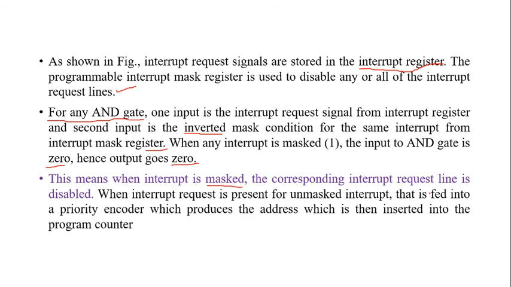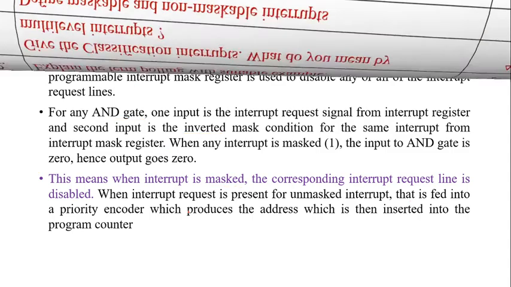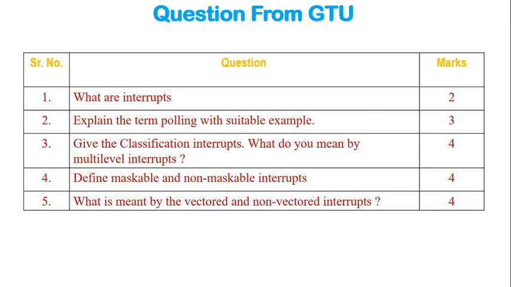The corresponding interrupt request line is disabled when an interrupt request is present for a masked interrupt. Otherwise it is fed into the priority encoder, which produces the address that is then inserted into the program counter. Remember this sentence as well. Okay, that's it for this interrupt.